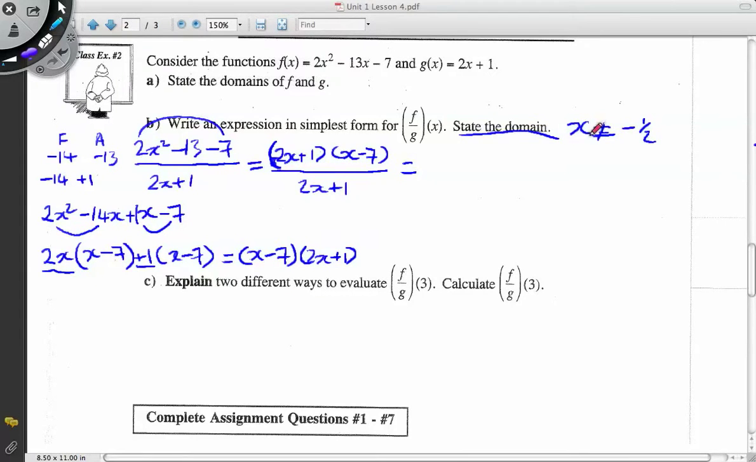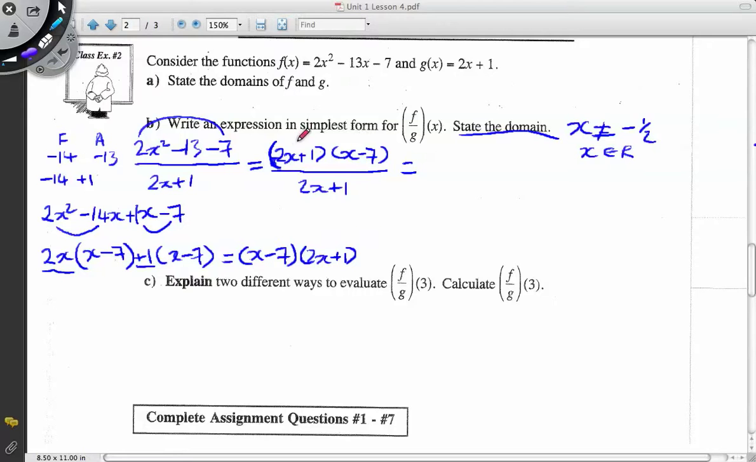Your textbook will give the answer slightly differently. Typically it will write it in curly brackets. It will also state after this that x is a member of all real numbers. So everything else apart from this number, negative a half, is an option.